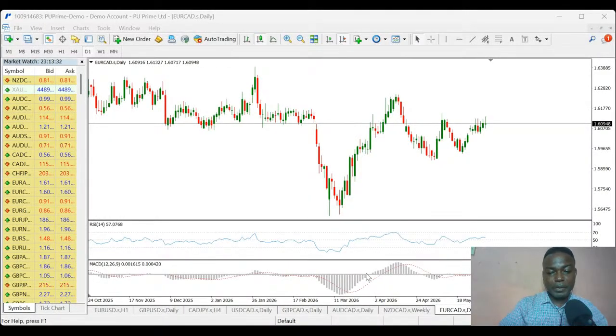So, I'm going to be sharing my view on some instruments tonight, especially the Canadian dollar pairs. Those are the pairs I'm going to be looking at tonight.